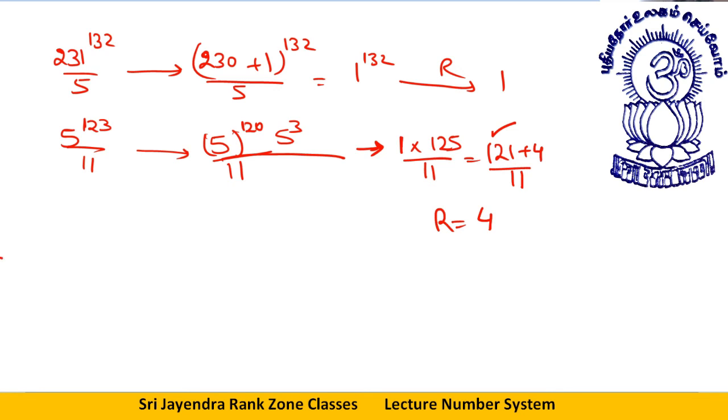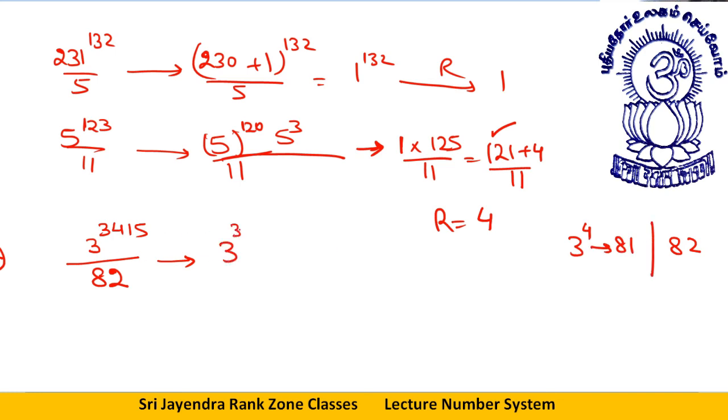Question number 12. 3 raised to power 3415 divided by 82. How to solve it? Look, find some power of 3 which is close to 82. That is 3 raised to power 4, which is 81. So I will break it like 3 raised to power 3412, because this is a multiple of 4, into 3 cube, divided by 82. Now look carefully, we will have to be careful now.